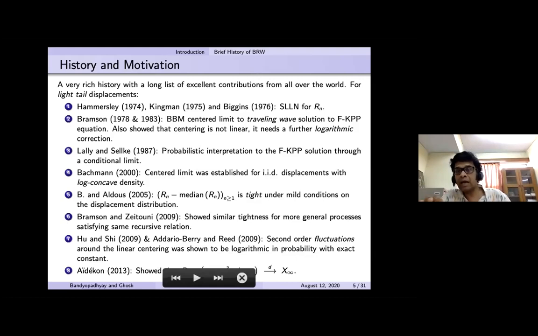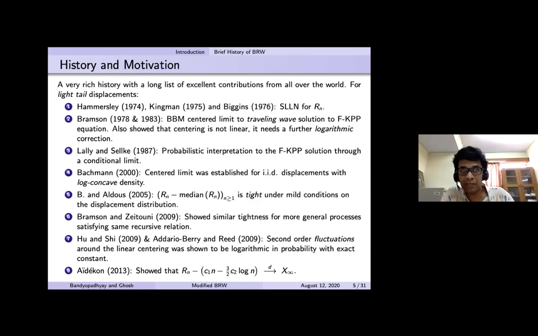That Rn, when centered by a linear term, C1 n, but it needs a further Bramson type correction with a constant 3/2 and a constant C2 log n, converges in distribution to a non-trivial limit, and he also characterized the limit. Now the C1 and C2 are constants which depend on the underlying point process which drives this particular process.